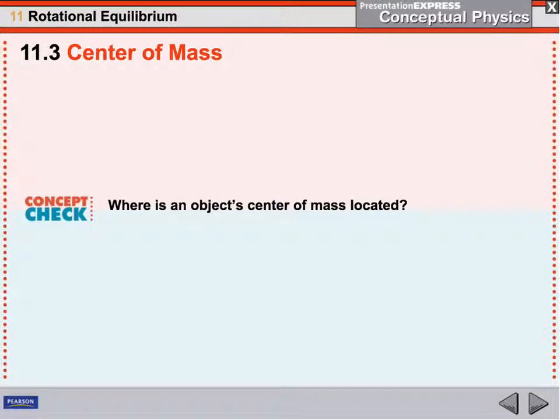Where is an object's center of mass located? It depends on the object.